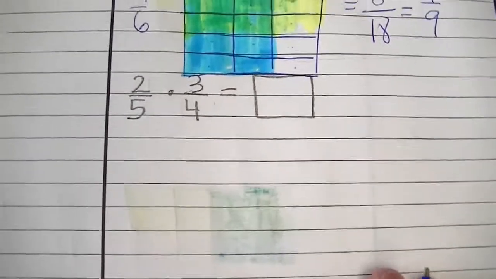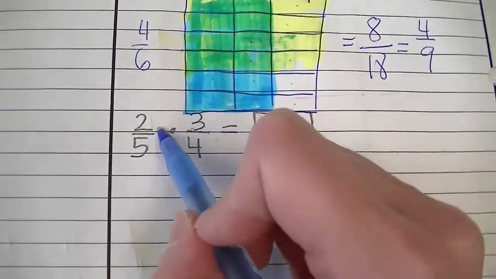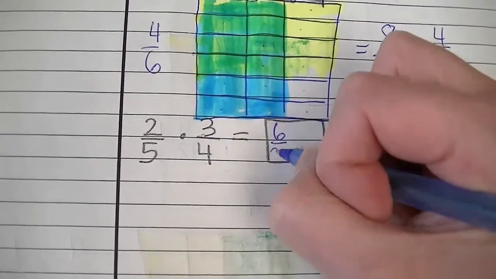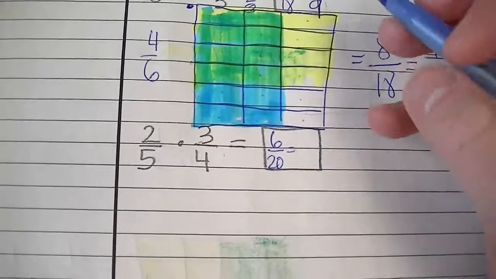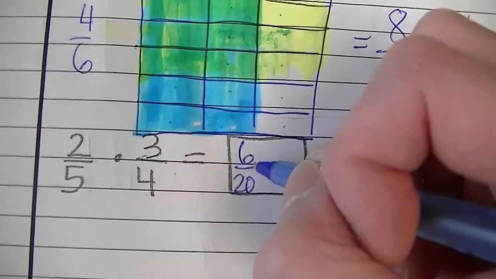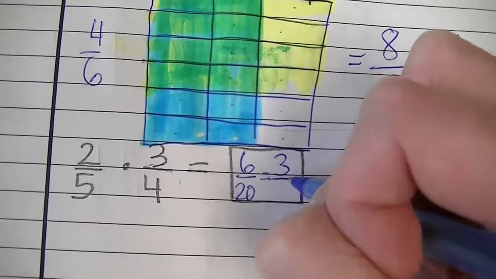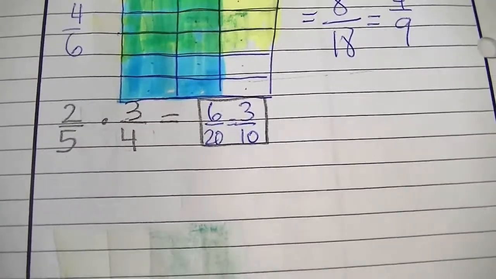Okay, the last example problem is 2/5 multiplied by 3/4. Go straight across. 2 times 3 is 6. 5 times 4 is 20. We can definitely simplify that. Let's go ahead and divide. Let's divide by 2. 2 goes into both of those equally, so divide by 2. Divide by 2. 3/10. I cannot simplify that any further, so that is a simplified answer.